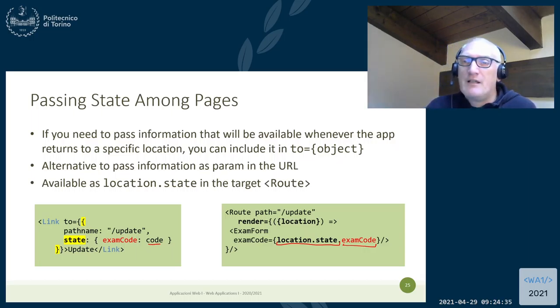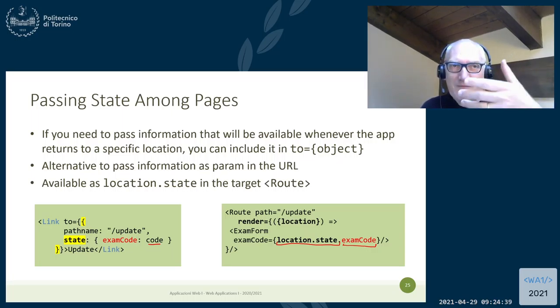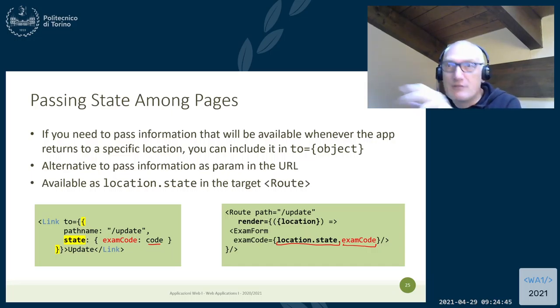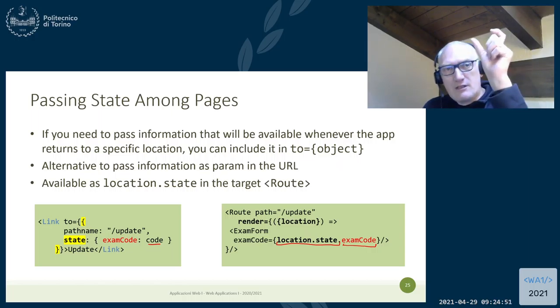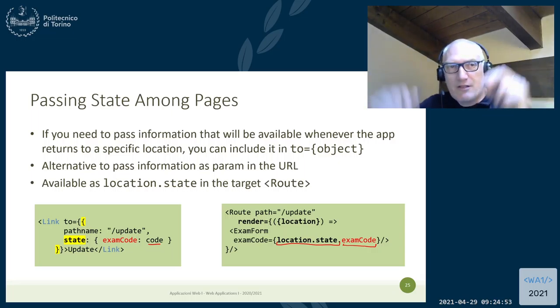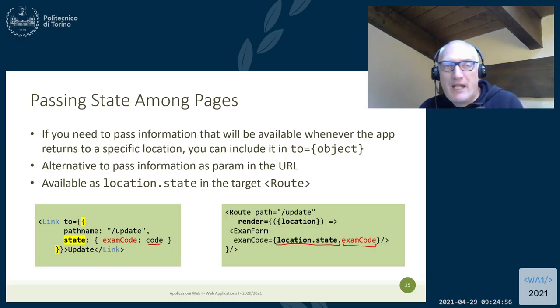So it's similar to the match object, where the match has something that is taken from the URL and is given to the component inside as a property of an object, match.params.name of the property. Here is something that comes from the previous page, it is not in the URL, it's invisible in the URL, it's inside the browser, and we can extract it with location.state.name of the property.